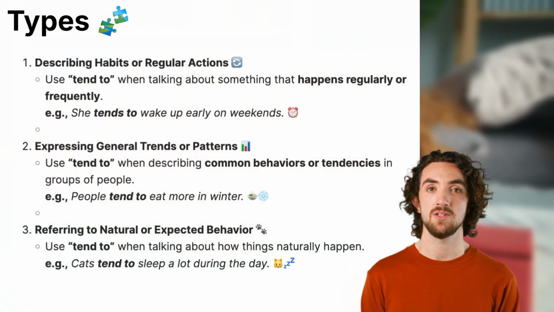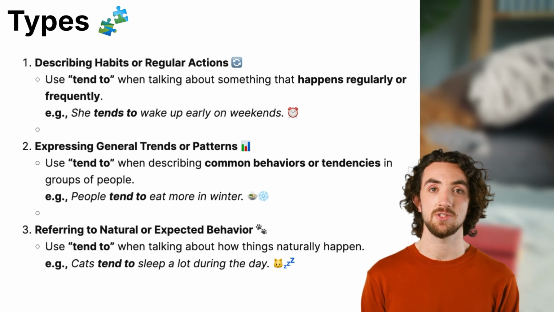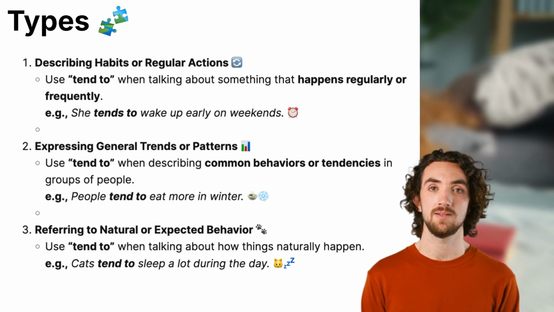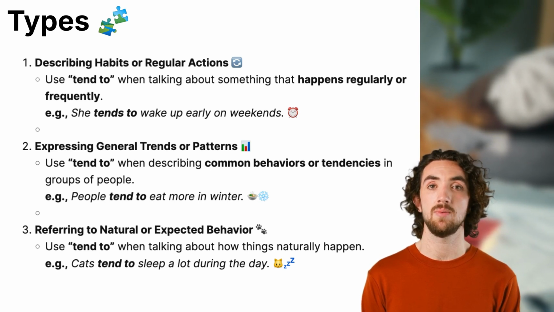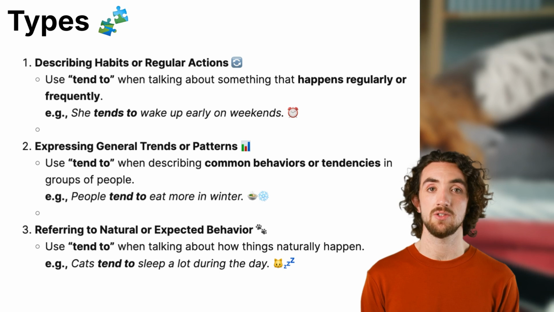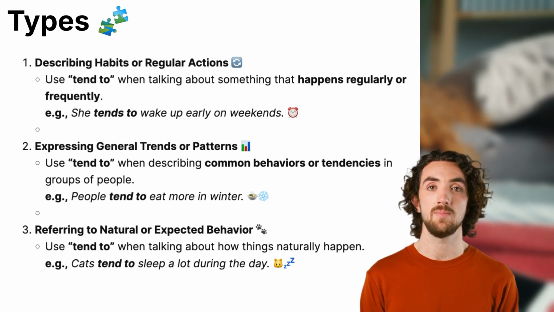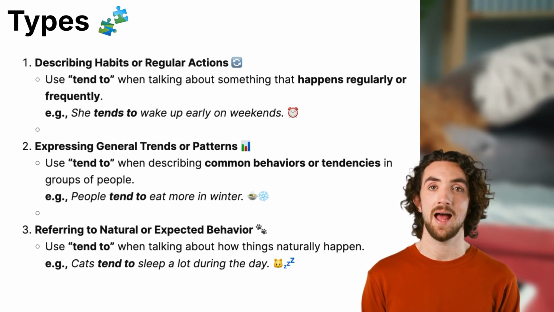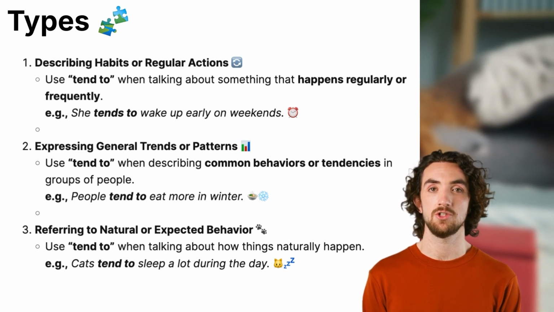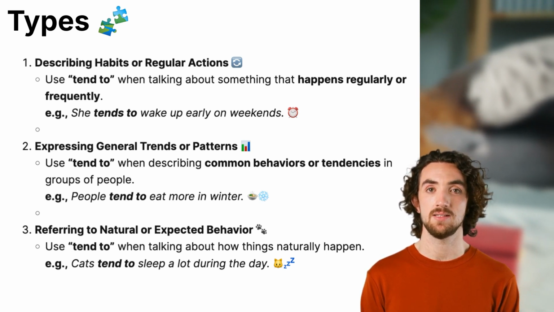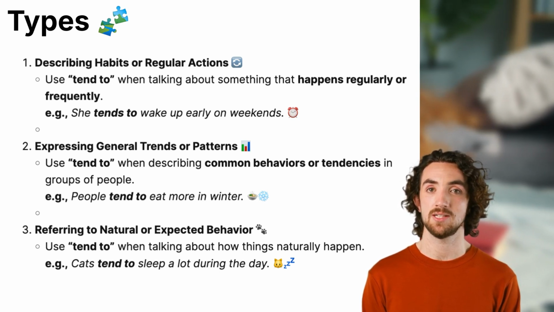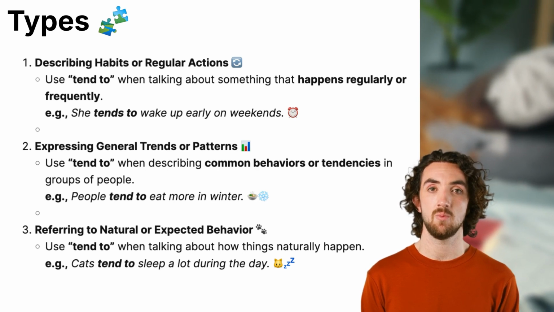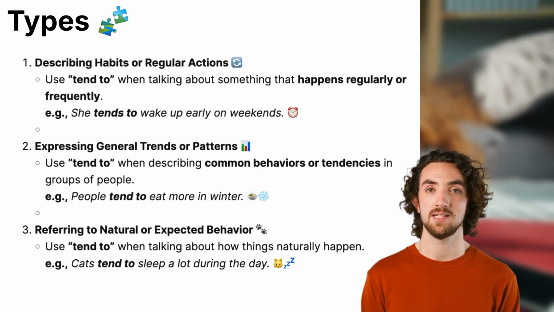In this section, we'll go over the 4 key ways to use "tend to" with clear explanations and examples. Let's get started. 1. Describing habits or regular actions. Use "tend to" when talking about things that happen frequently or as a habit. Example: She tends to wake up early on weekends. This means that waking up early is a regular habit for her. More examples: I tend to drink coffee in the morning. He tends to forget names easily.